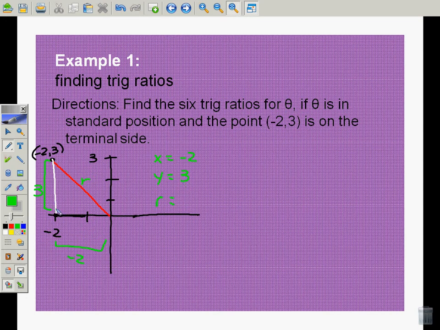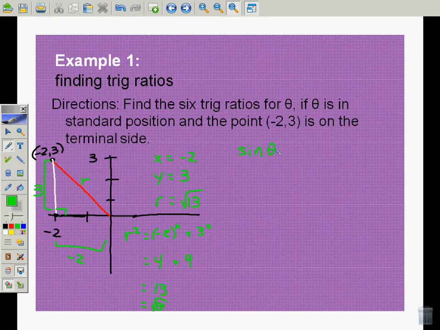However, because I know that this is a 90-degree angle here, it's a right triangle, I'm going to use the Pythagorean theorem to say r squared is equal to -2 squared plus 3 squared. Okay, so that's 4 plus 9, 13. So r is equal to the square root of 13. How does this help me? I now have x, y, and r. So what I'm going to do is this.